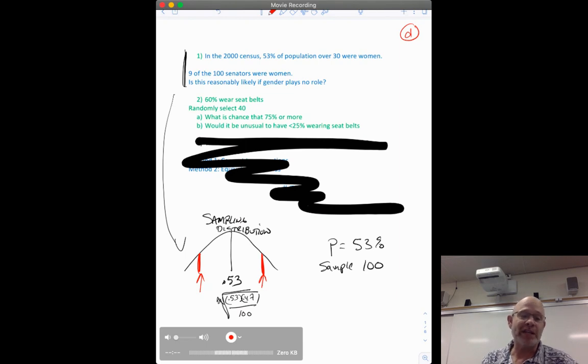Okay, so there's lots of questions I could ask. I could say, what's the probability that we get more than 50%? It's just a normal CDF problem. We're going to do one of those in a second with the seatbelt. For this case, we would want to find these cutoffs, right? We want to find these cutoffs.